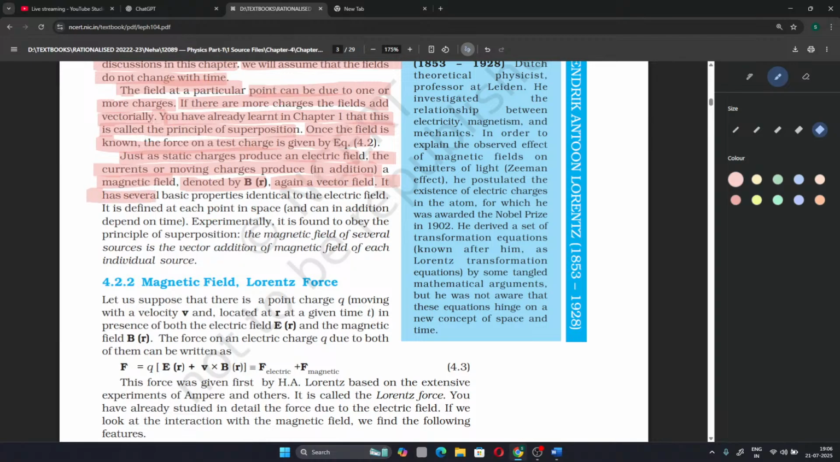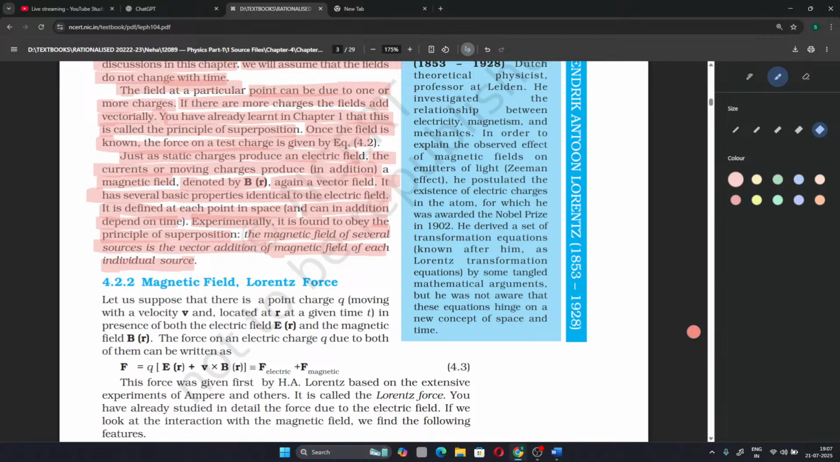It has several basic properties identical to the electric field. It is defined at each point in space and can in addition depend on time, that is, it is a function of time. Experimentally, it is found to obey the principle of superposition. The magnetic field of several sources is a vector addition of the magnetic field of each individual source.